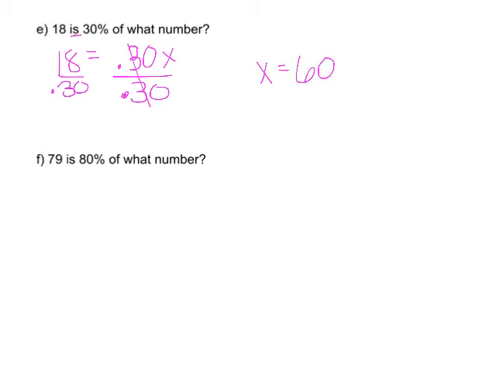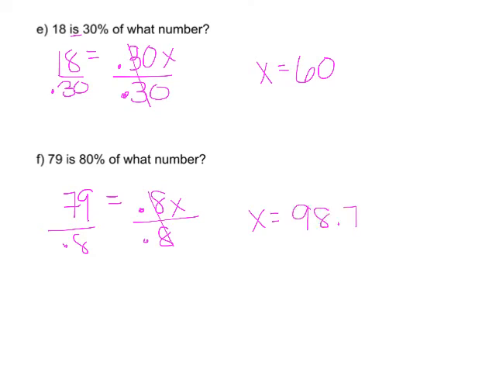Go ahead and pause the video, and I want you to solve 79 is 80% of what number by yourself. So I'm going to have 79 is means equals 80%, so 0.8 of what number? I'm going to divide by 0.8 on both sides. I'm going to get that X equals 98.75.